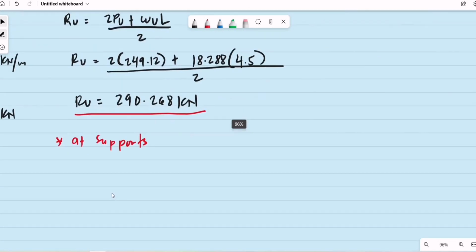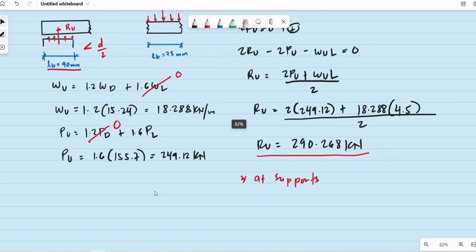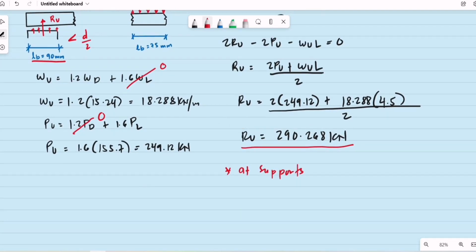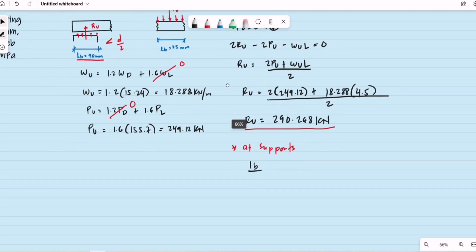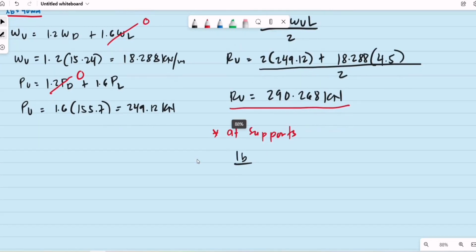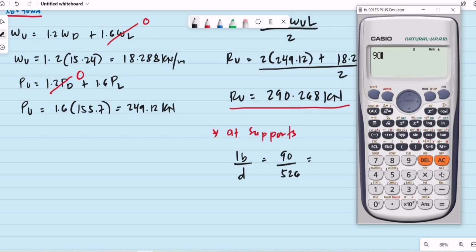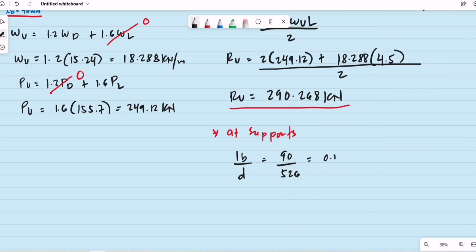So at supports, what is our bearing length? Bearing length is equal to 90 millimeters. So let us check the ratio. We have the L sub B divided by the total depth of the section, which is 526 millimeters. L sub B over d is equal to 90 divided by 526. Okay, it is 0.17. It is less than 0.20.